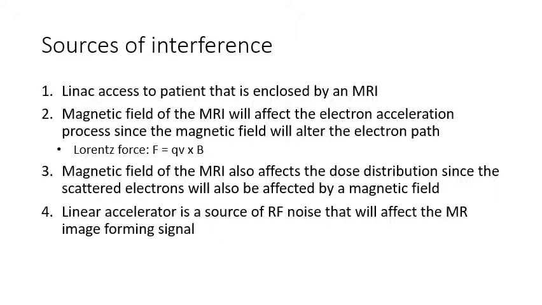There are several sources of interference that make integrating a linear accelerator and MRI difficult. Firstly, there is the issue of linear accelerator access to a patient that is enclosed by an MRI. Secondly, the magnetic field of the MRI will affect the electron acceleration process, since the magnetic field will alter the electron path by the Lorentz force, F equals qv cross B. The magnetic field of the MRI also affects the dose distribution in the patient, since the scattered electrons that are created when the photon beam irradiates the patient will also be affected by the magnetic field, which will change the dose distribution. Finally, the linear accelerator is a source of RF noise that will affect the MR images, forming signal read by the receiver RF coils.